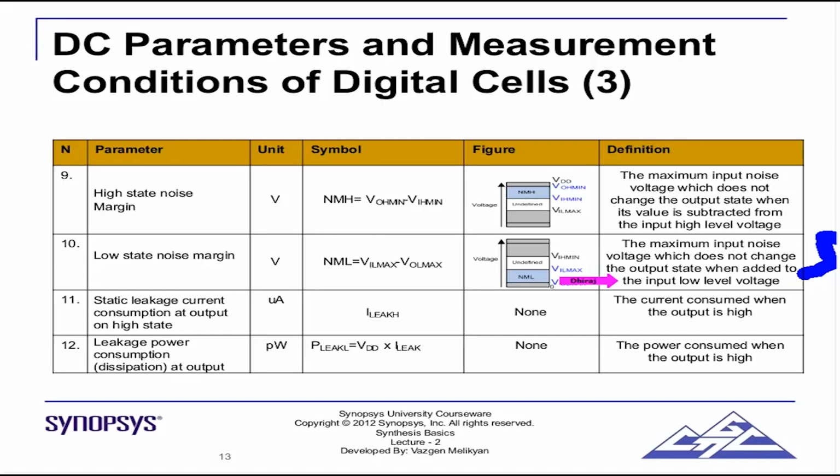Static leakage: we look at another parameter, static leakage current. When the output is at high or low, any gate, whenever the transistor is off, does not necessarily mean the current is zero. There is some leakage current. As the technology is shrinking, this leakage current is becoming more and more significant. This is why even when most of your devices are off, they still consume some power. But again, this value I leakage is not used in synthesis.